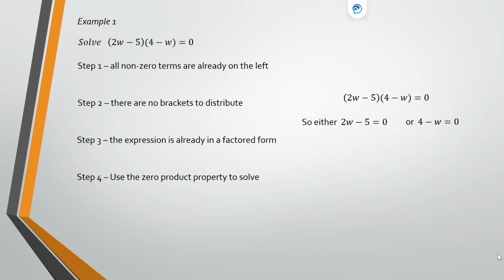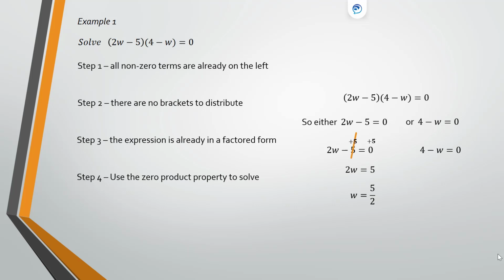So let's solve these two separately. 2w minus 5 equals 0. Let's add 5 to both sides of the equation. Plus 5 minus 5 will cancel, and we're left with 2w equals 5. Let's now divide both sides of the equation by 2 so that we get w alone. w equals 5 divided by 2.